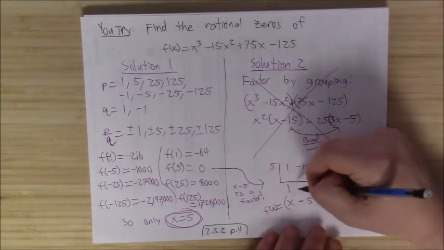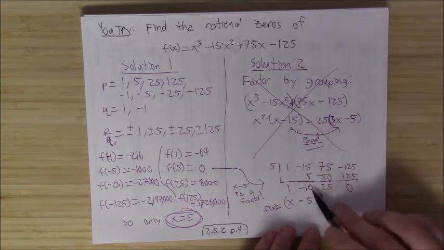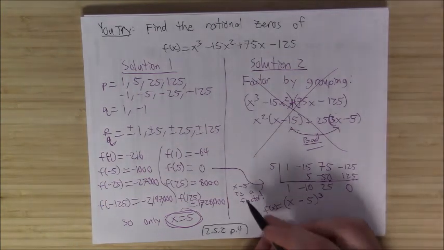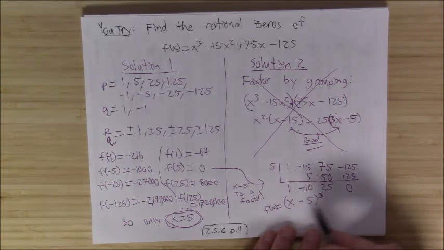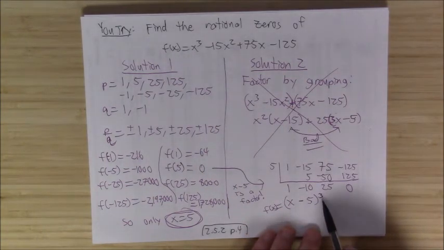That is, this would be x squared minus 10x plus 25. That factors as x minus 5 times x minus 5. Since x minus 5 already was a factor, what we've really done is shown that f of x factors evenly as x minus 5 cubed.